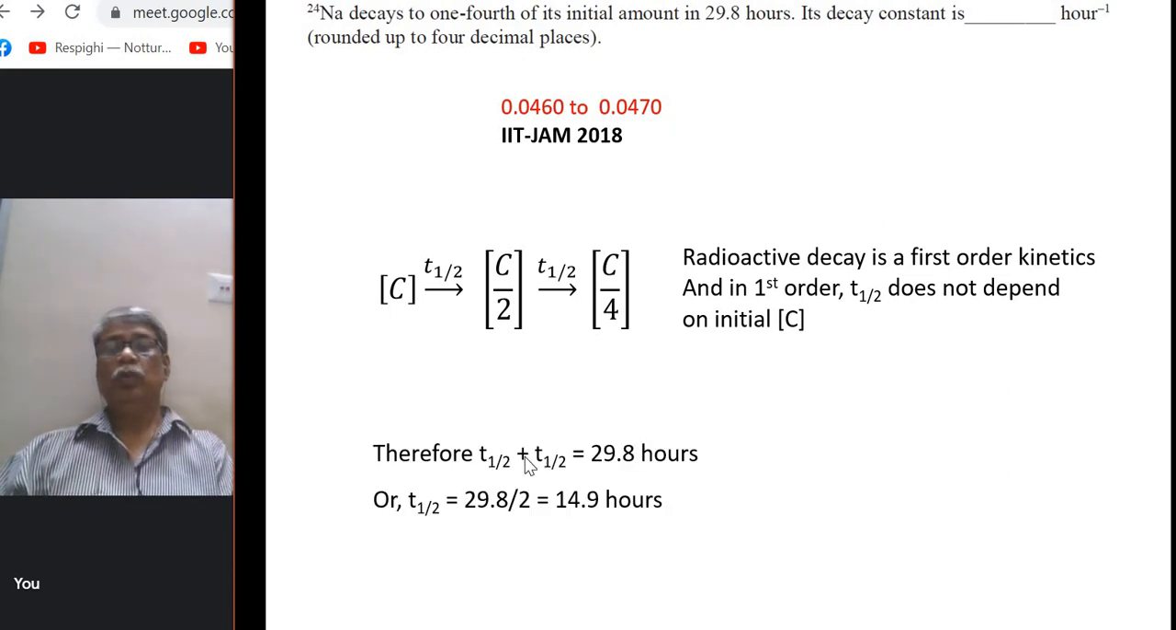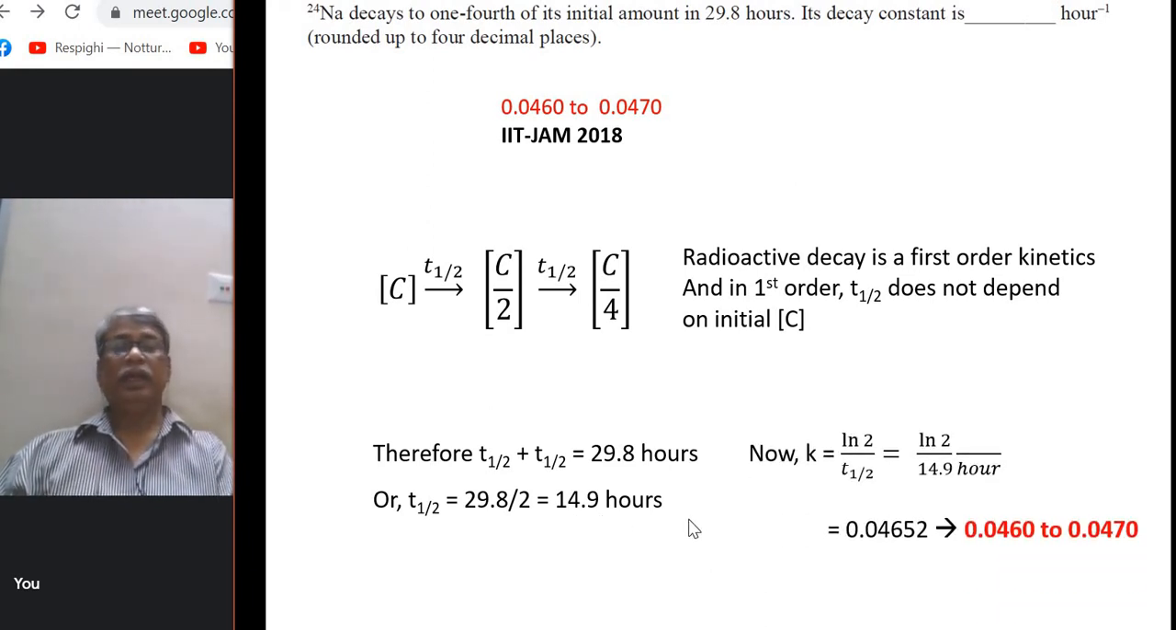So 2 T half is equal to 29.8. So T half you get 14.9 hours. Now the final formula: the rate constant k is ln2 by T half. So we get the answer 0.04652. So please check it by using a calculator. You won't have to believe me, you do it on your own. Let me go to the next problem.